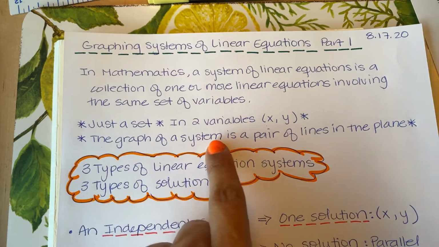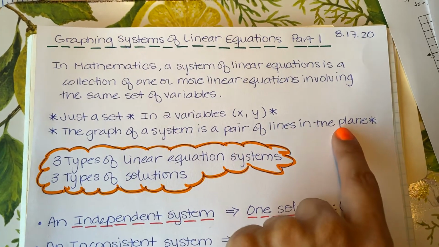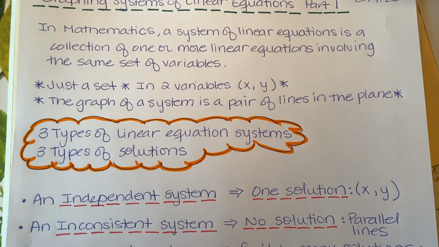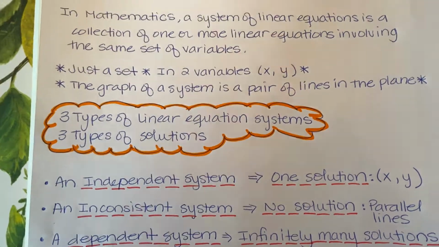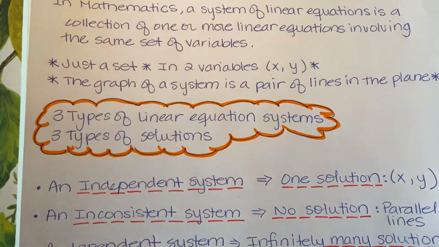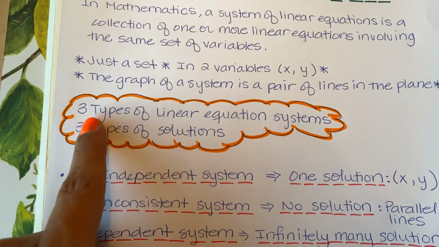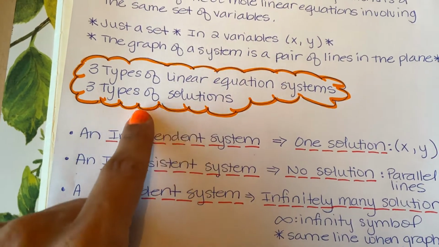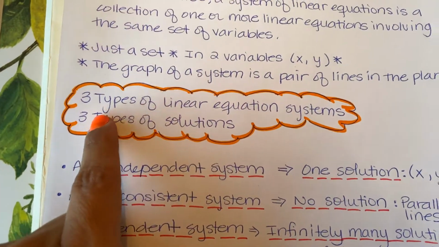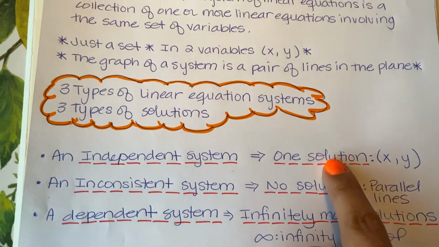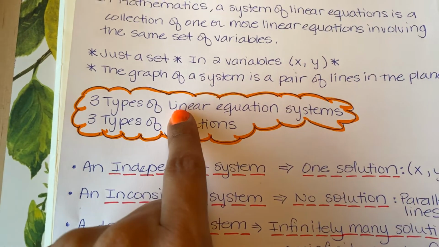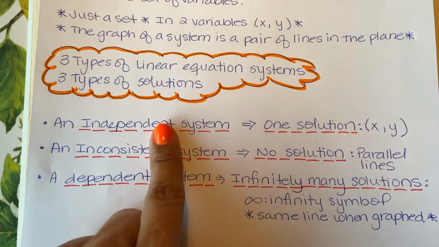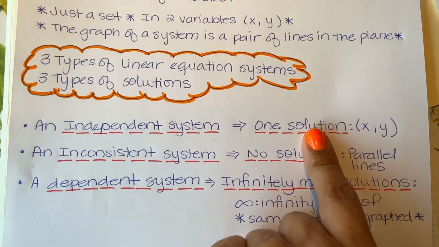And the graph of a system is a pair of lines in the plane, so we're going to be graphing it on graph paper or if you print out this PDF. Got it? Okay, here's the main point. And remember, you did this during quarantine last school year. There are three types of linear equation systems, and there are three types of solutions. It's the first set of pink, vertically stacked, and this stack.